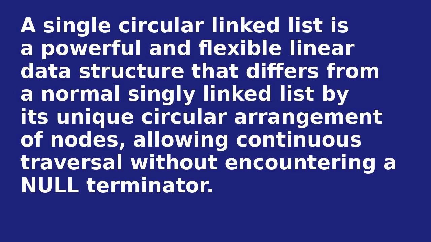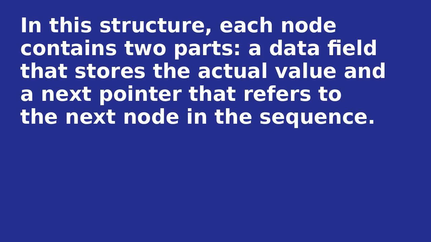A single circular linked list is a powerful and flexible linear data structure that differs from a normal singly linked list by its unique circular arrangement of nodes, allowing continuous traversal without encountering a null terminator. In this structure, each node contains two parts: a data field that stores the actual value and a next pointer that refers to the next node in the sequence.